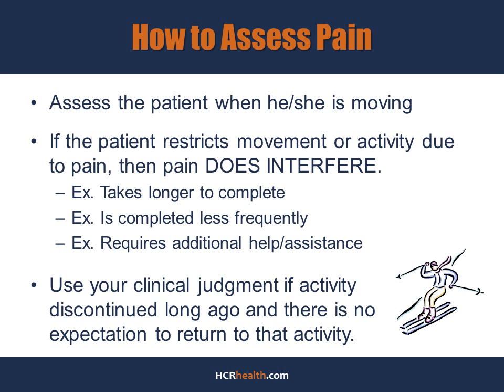If the patient is restricting or modifying any movement or activity due to pain, then score the patient as having pain. Some examples of restricting movement or activity may include taking longer to complete activities due to pain, such as taking longer to get dressed in the morning, or completing an activity less frequently to avoid pain, such as not going up the stairs more than once a day. Or another example would be requiring additional help or assistance to complete activities, such as sitting on a stool when cooking to avoid pain in the legs when standing.